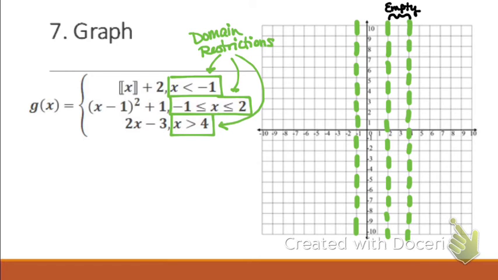Who lives over here on the left? Step function +2, right? So the greatest integer of x +2. In this little tiny yard right here, who lives there? X minus 1 squared plus 1. X - 1 squared + 1 lives here. And to the far right, who's over there? 2x - 3.